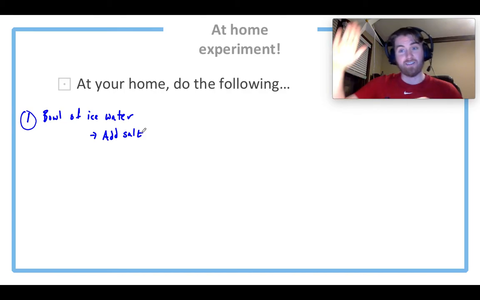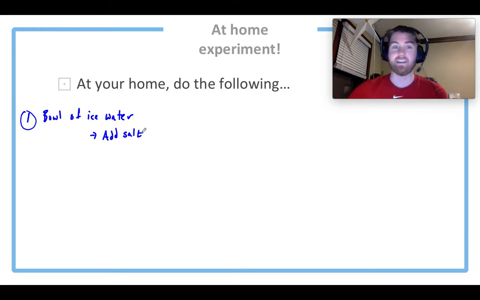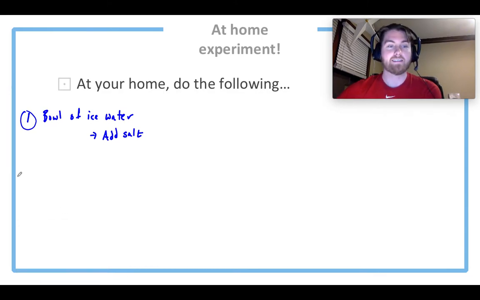Salt actually lowers the amount of energy that ice can contain. It drops its freezing temperature, so it's going to make it even colder. Here's what I want you to do: get a bowl of ice water and add salt. And then the other thing, and let's change colors just to be a little bit extra, is that I want you to do this obviously in a kitchen, somewhere with a faucet.